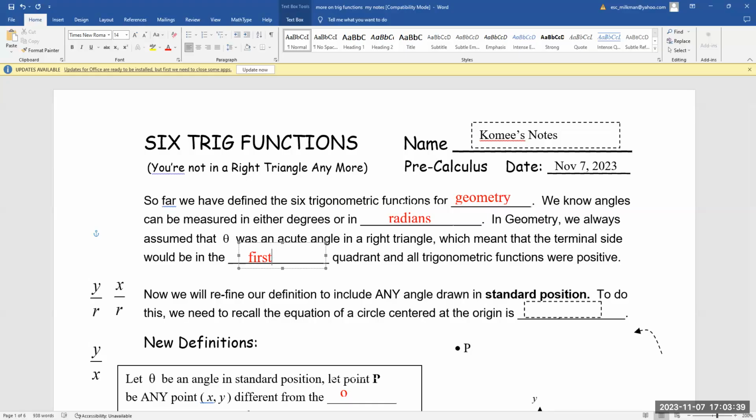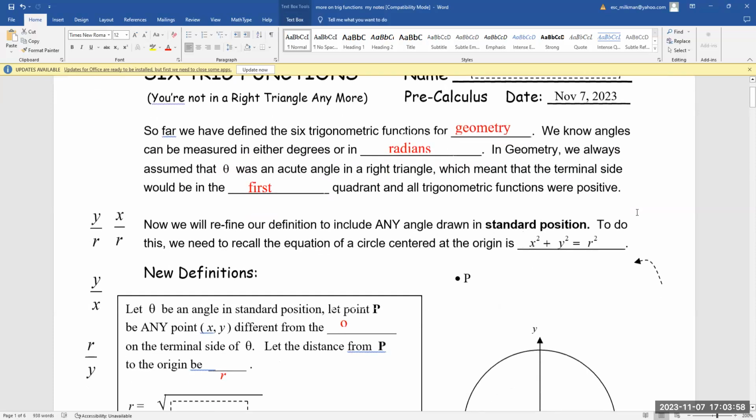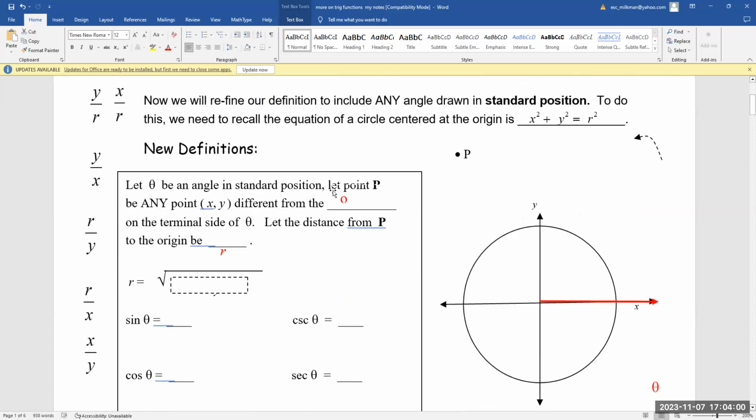And to do this, we need to recall the equation of a circle centered at the origin. You've been asked several times in the last homework to find the equation of a circle centered at the origin. And to recall what that is, it's x squared plus y squared equals r squared. Our new definitions, which really aren't new, they are old definitions.